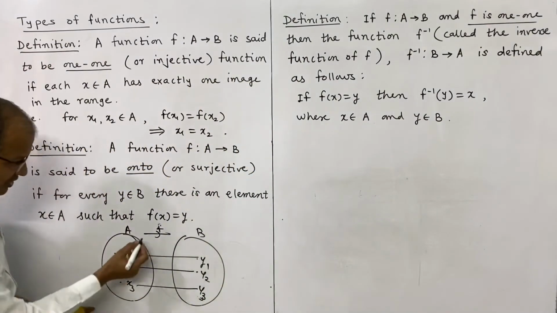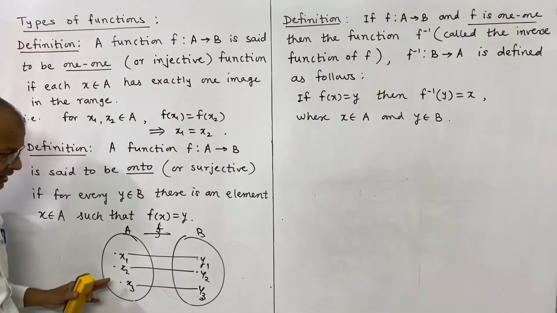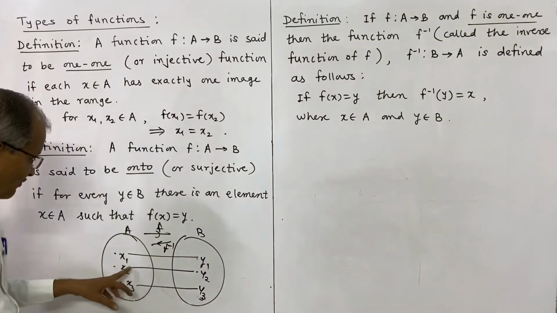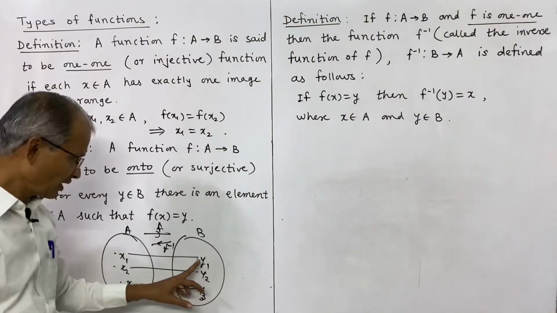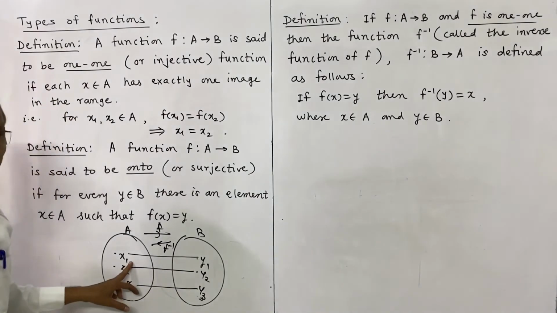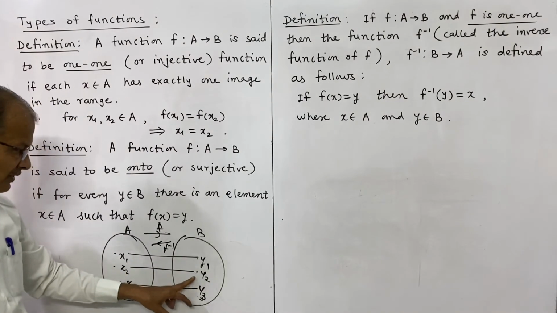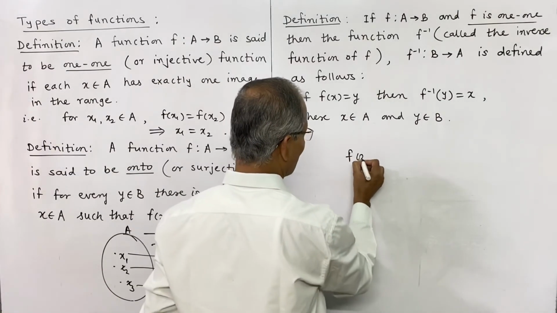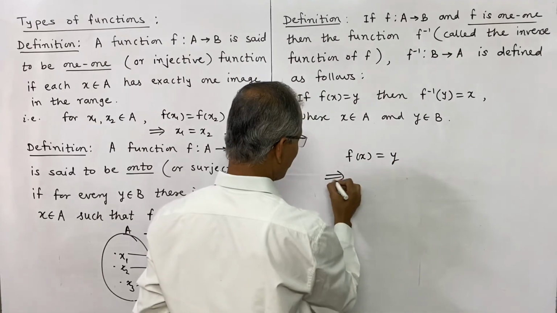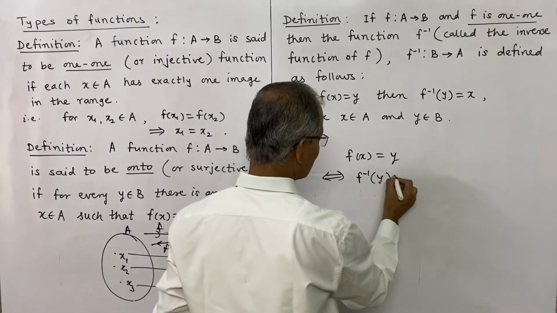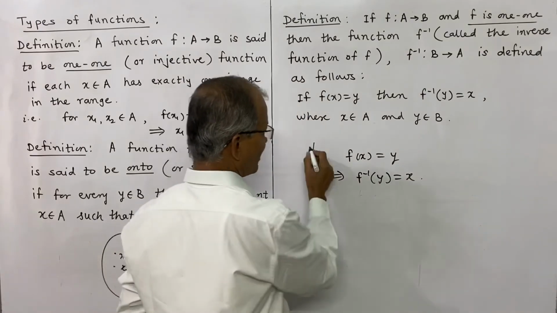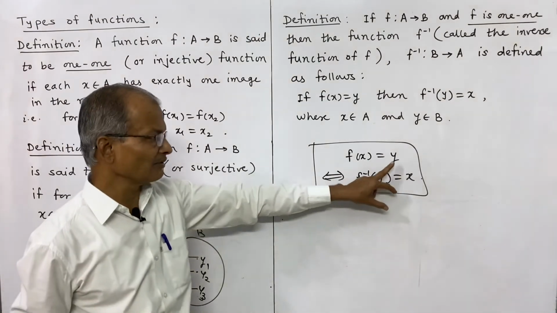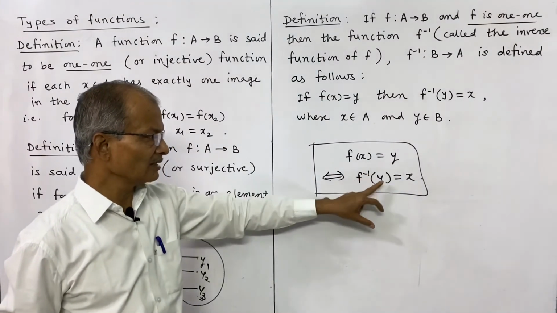So if this is the function f from A to B, then its inverse will be from B to A. We have f of x1 is equal to y1, therefore f inverse of y1 is equal to x1. f of x2 is y2, therefore f inverse of y2 will be x2, and so on. This is the relation that we have to remember: f of x is y implies and is implied by f inverse of y is equal to x. So if f of x is y, then if we shift the operator to this side, it becomes the inverse: f inverse of y is equal to x.